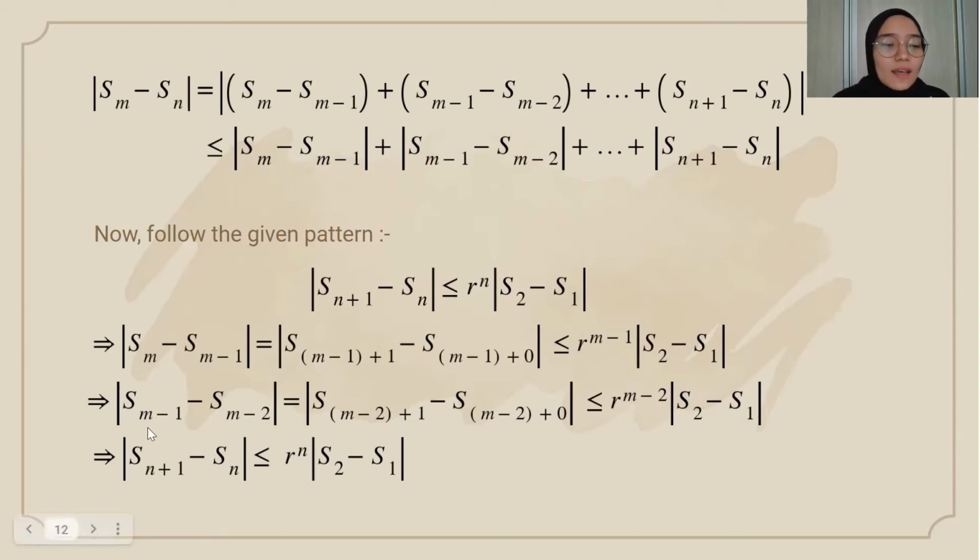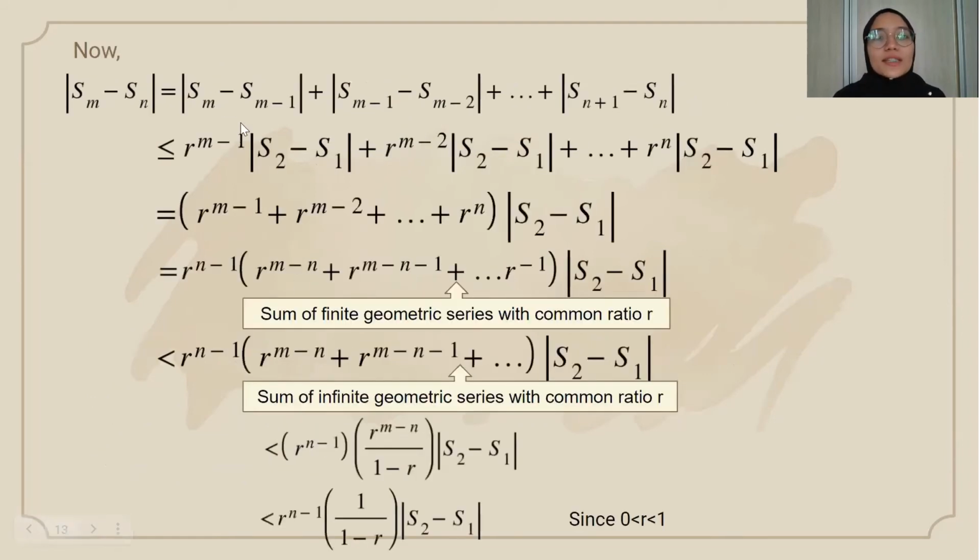And lastly, we can have the term absolute Sn+1 minus Sn less than or equal to r to the power of n times S2 minus S1. So we substitute those in the formula of Sm minus Sn as before, and we can have that absolute Sm minus Sn is less than or equal to r to the power of m minus 1 times S2 minus S1, plus r to the power of m minus 2 times S2 minus S1, and the pattern goes until r to the power of n times S2 minus S1 for the last term.